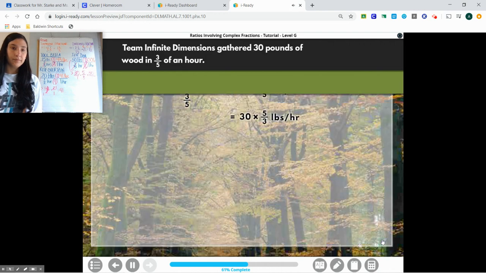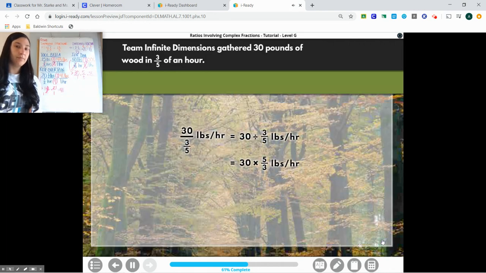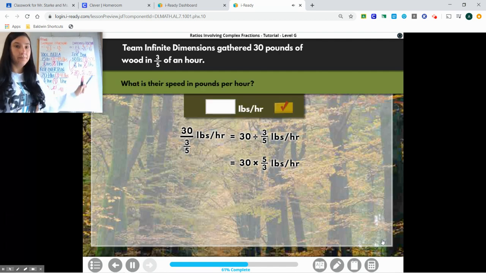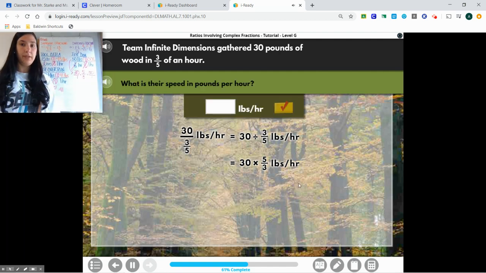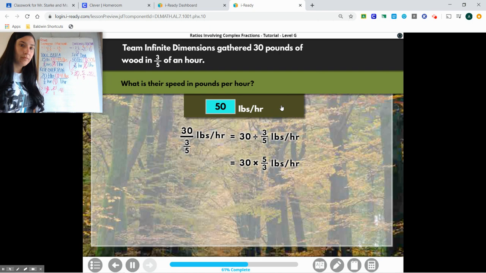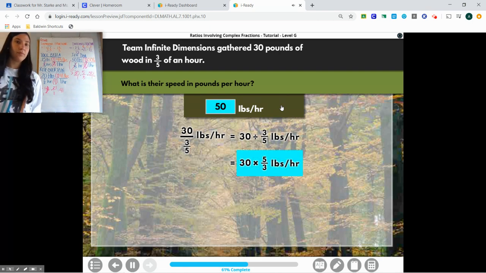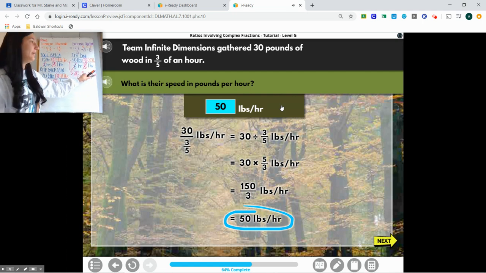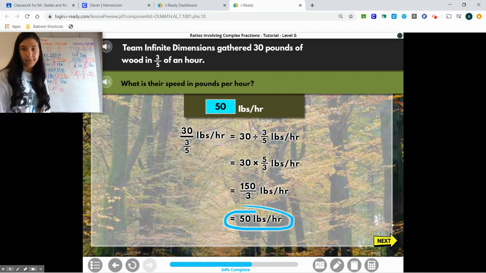Okay, so Team Infinite Dimensions gathered 30 pounds of wood in 3/5 of an hour. What is their speed in pounds per hour? We got 50. So we're going to type in 50. 30 times 5/3 is 150 thirds, which simplifies to 50 pounds per hour. So they multiplied across first and then reduced. I like to cross reduce first.